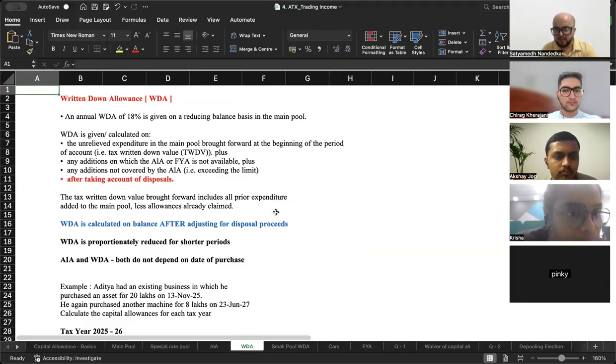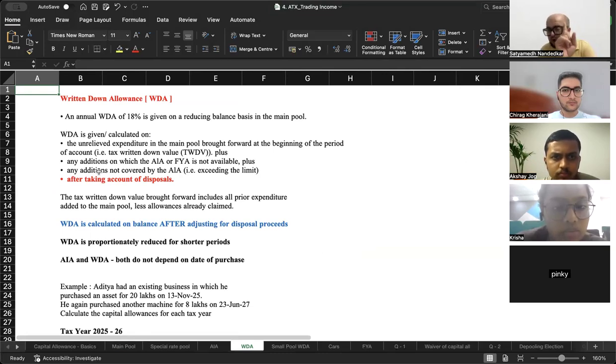WDA is 18%. Okay. WDA is given or calculated on the unrelieved expenditure in the pool after adjusting for AIA and FIA. Now, WDA is calculated after taking into account the disposal proceeds. It is reduced proportionately for shorter periods.